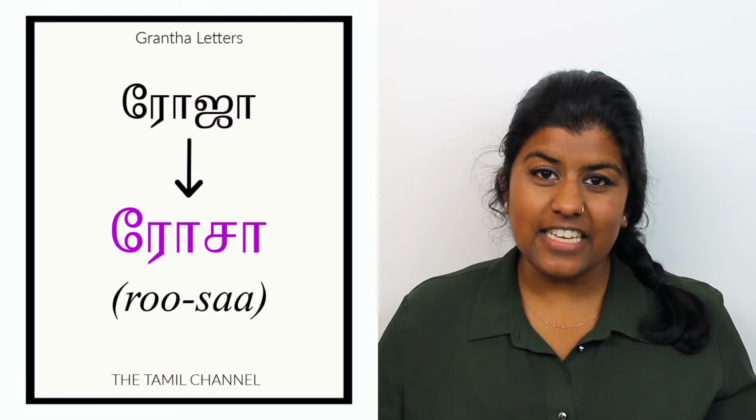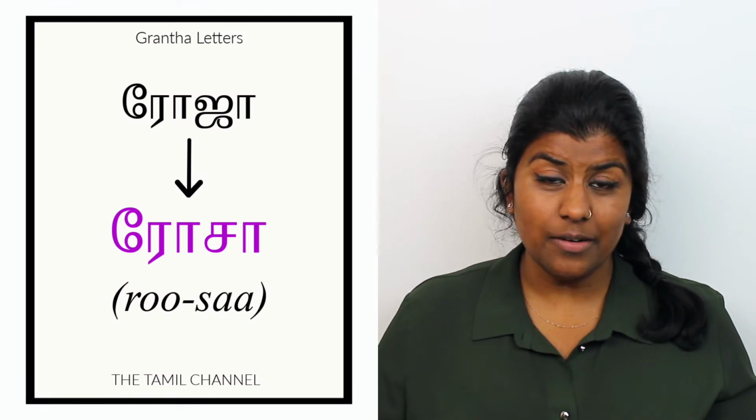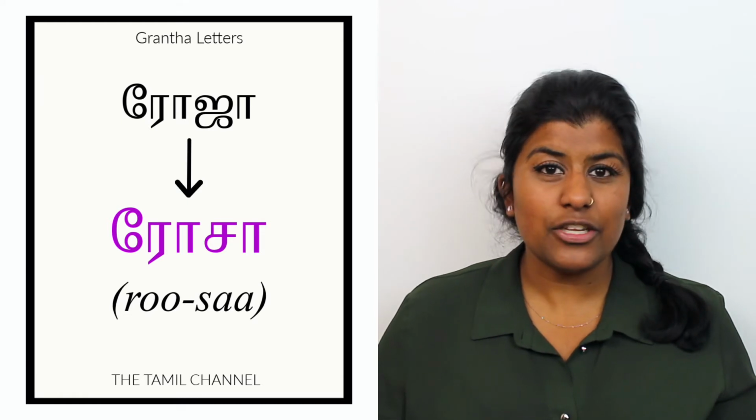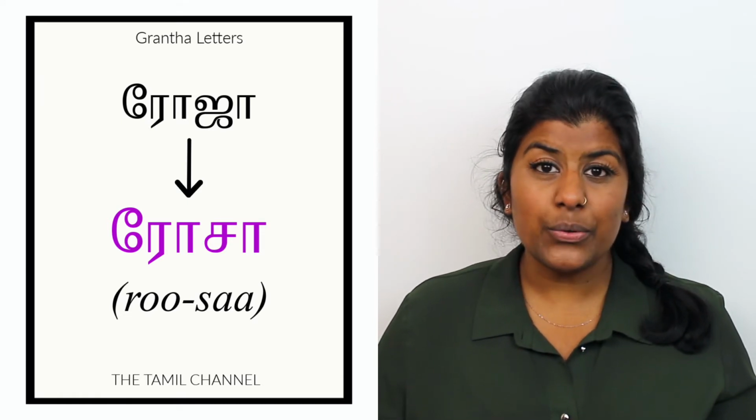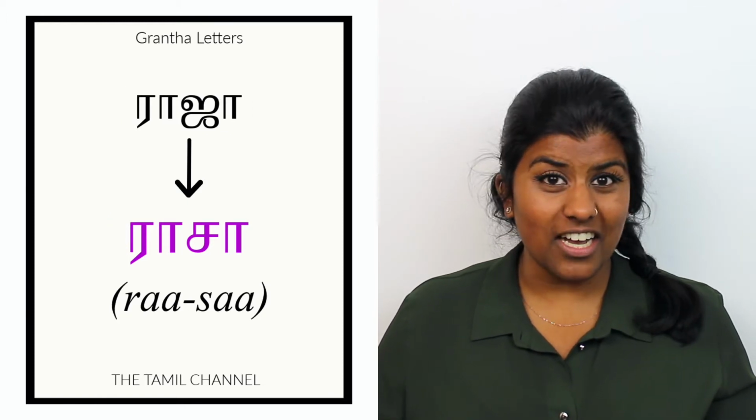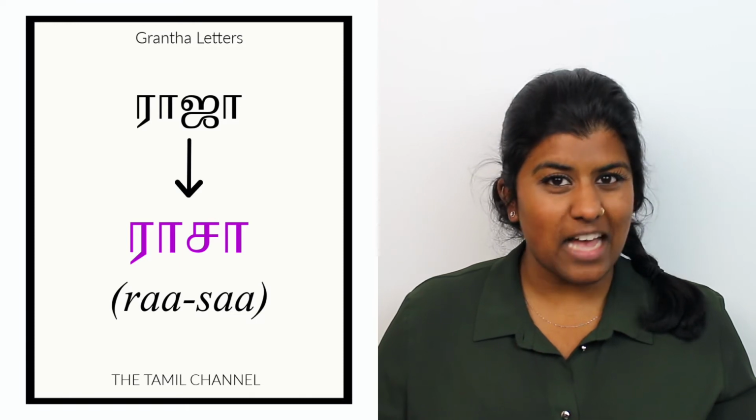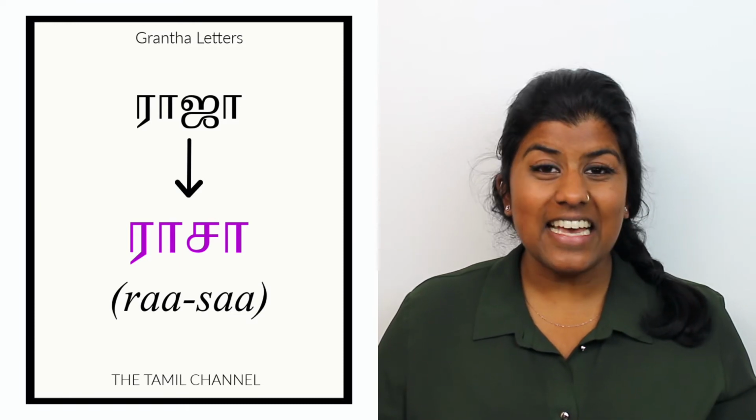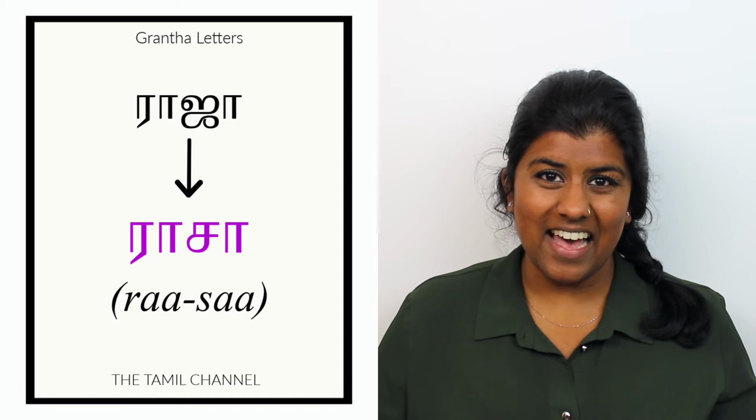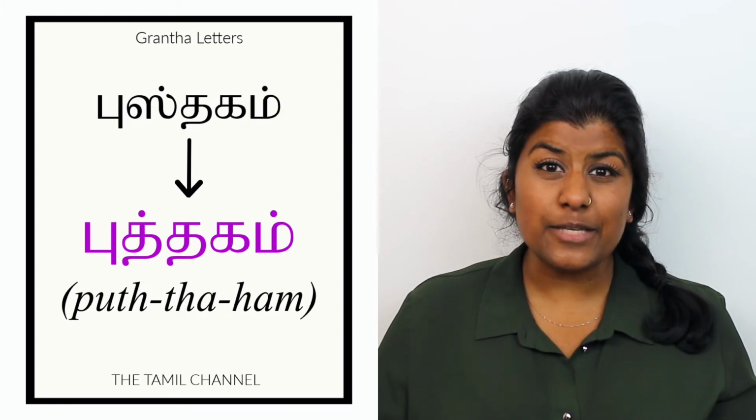First word today is Roja. Now, we use Roja quite a lot. We say Roja. But if you wanted to write it in proper Tamil, you can write Rosa. Next word is Raja. Raja as the king. Raja can also be rewritten in Tamil using Tamil letters only, as in Rasa.